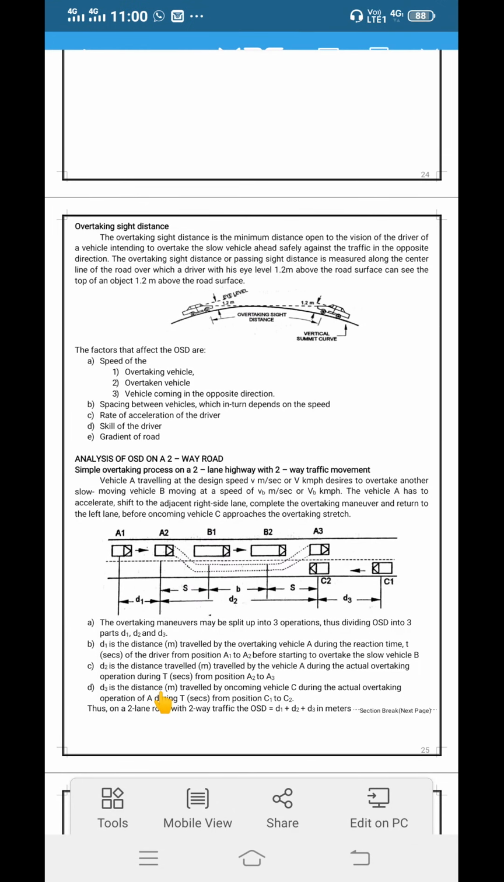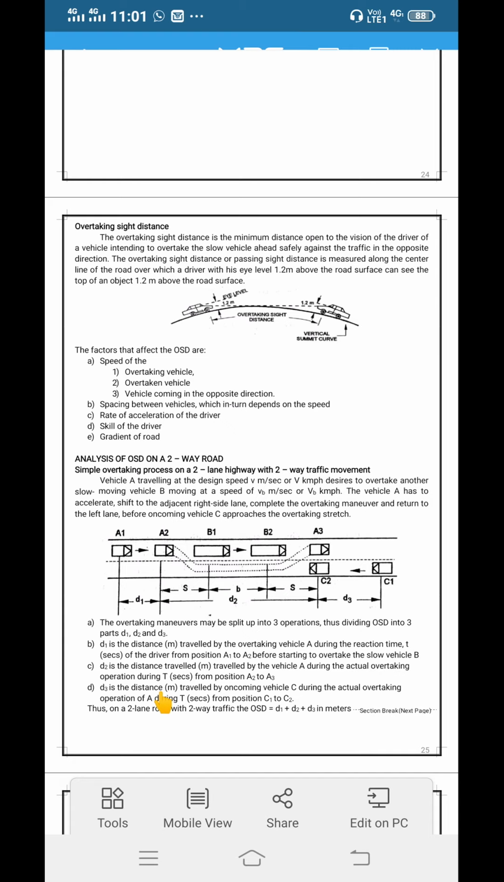Today we will study the overtaking sight distance. In our previous video lecture, we studied the stopping sight distance, isn't it? So we will continue with the overtaking sight distance. The overtaking sight distance means the distance required for a vehicle to overtake another vehicle safely, without collision with traffic in the opposite direction. This is called the overtaking sight distance.